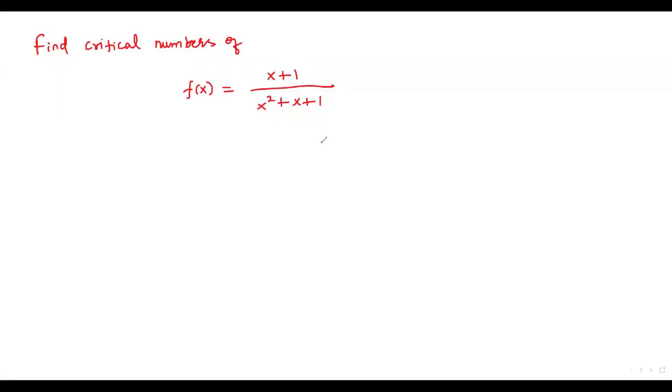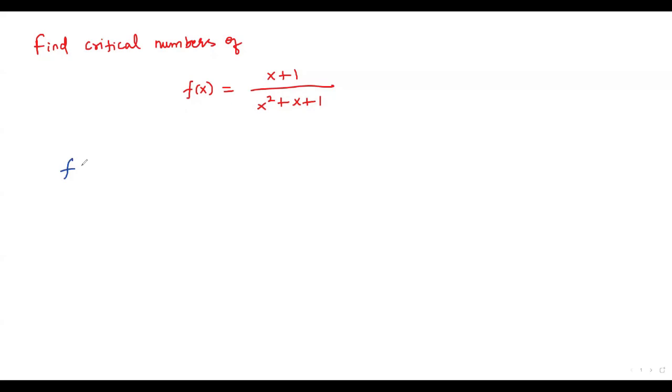Here we have a calculus problem on finding critical numbers for a function. There is a function given over here, and we have to find critical numbers for this function. Whenever I want to find critical numbers for a function, I have to find the first derivative of the given function, equate it to 0, and solve for x.